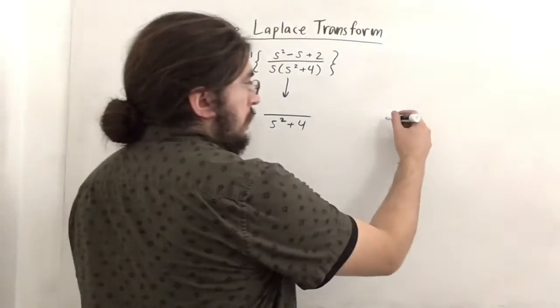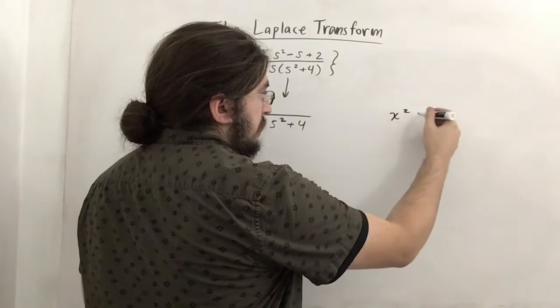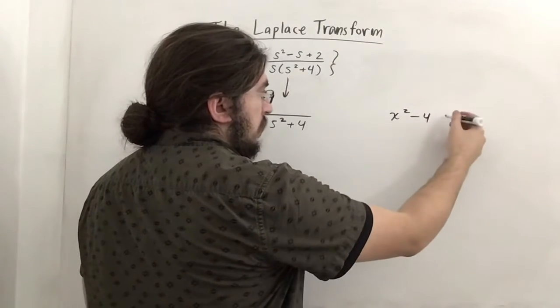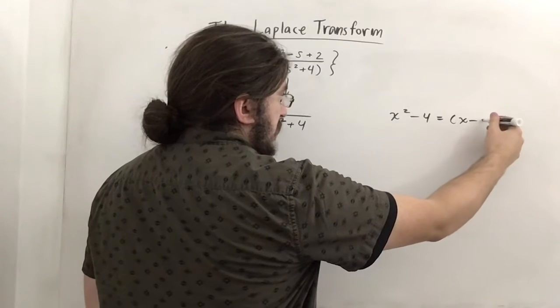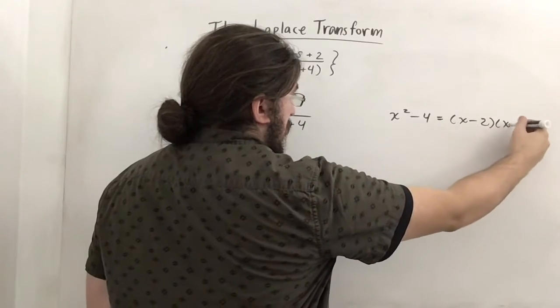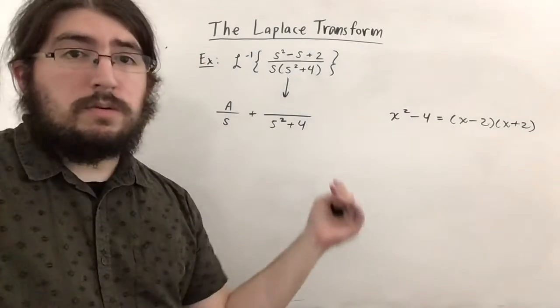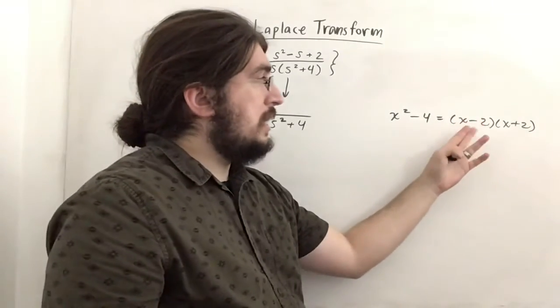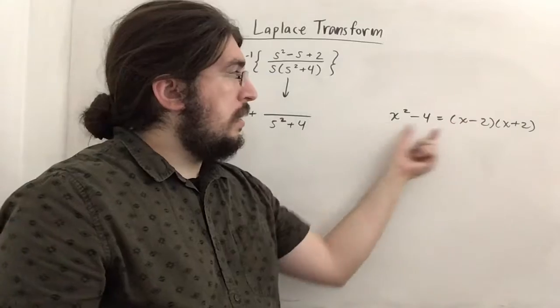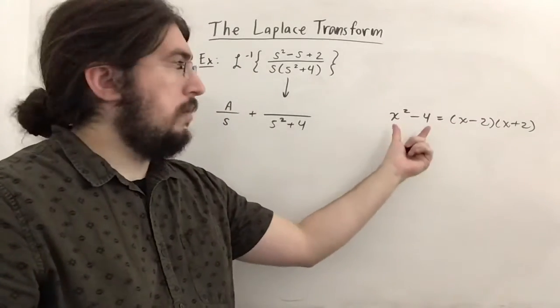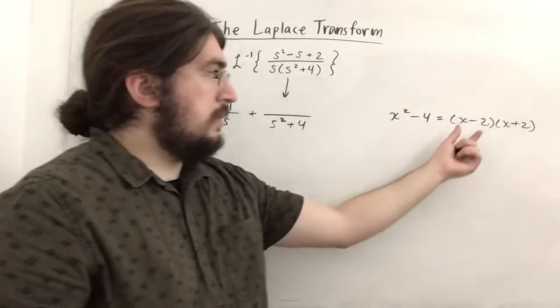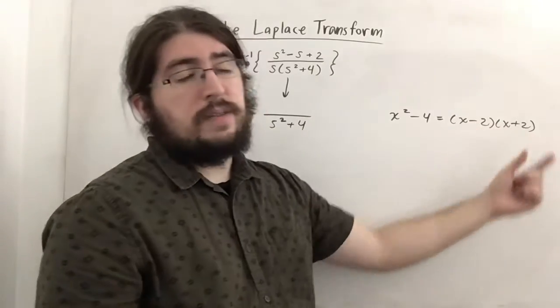So for example, consider x squared minus 4. It can be factored as x minus 2 times x plus 2. But this is just a particular example. Notice that it has zeros, meaning that if you set x equal to 2 or negative 2, then this expression would be 0. Because you can see when x is 2, that's 0. When x is negative 2, that's 0.